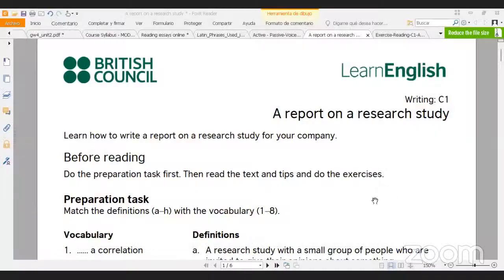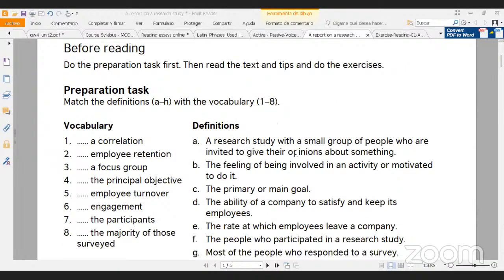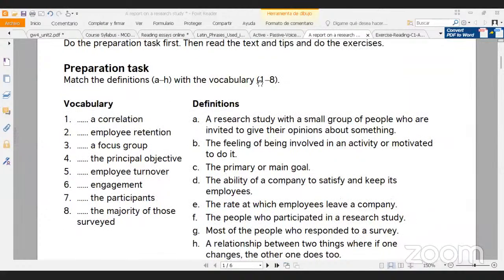So what I'm going to do is show you my screen and continue with the exercise, okay? In this case, now we have a writing exercise, Level 1, a report on a research study. So we're going to learn how to write a report on a research study for your company, okay? Again, before we read any text, we're going to do a preparation task and match the vocabulary with a definition, okay?